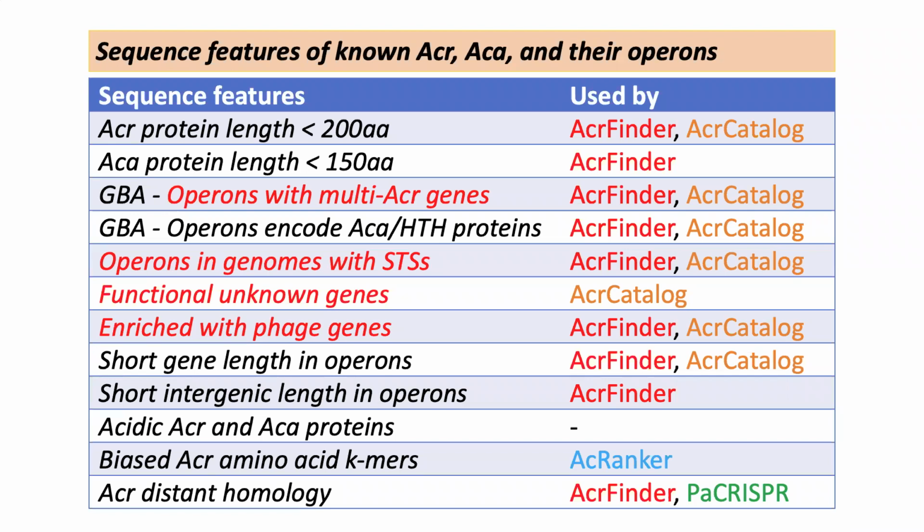The 4 ACR discovery tools all use these sequence features. Among them, AcrRanker is the only one that uses biased ACR amino acid chimeras. AcrCatalog combines multiple features to train a decision tree classifier and then filters the predictions also using these features. However, AcrCatalog does not provide computer code for prediction, nor its filters. PaCRISPR uses ACR distant homology with position-specific scoring matrix and uses support vector machines.